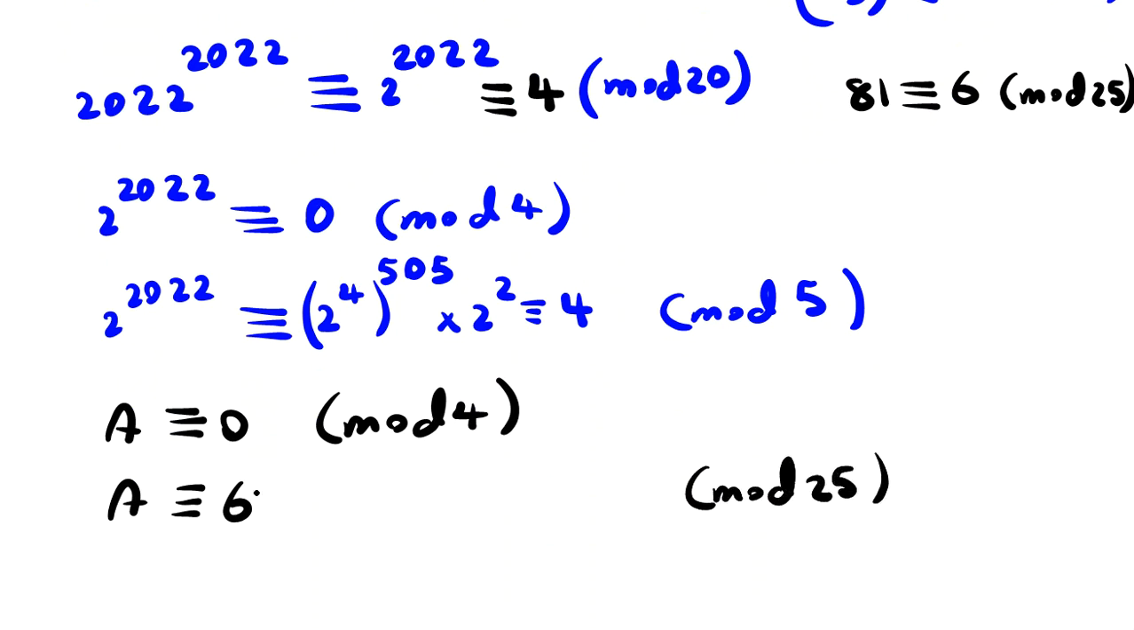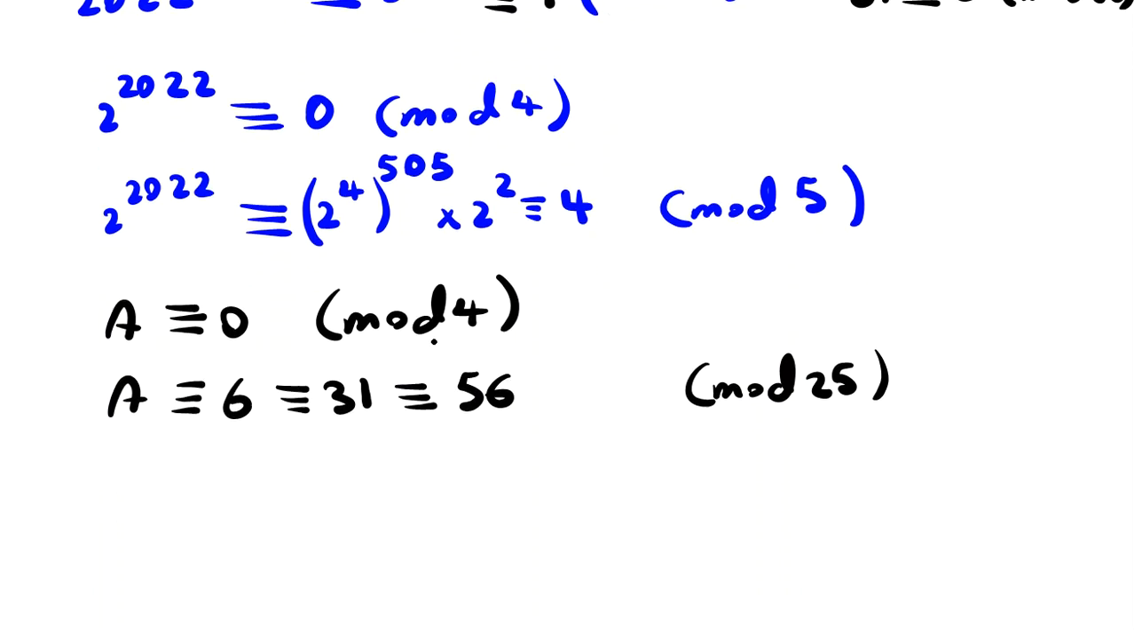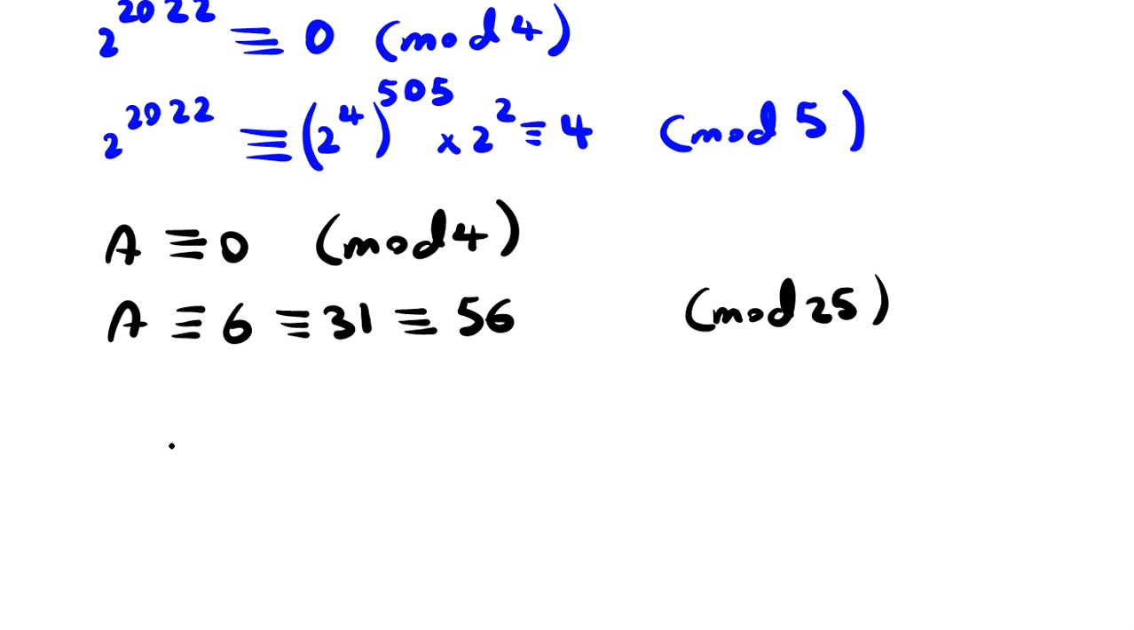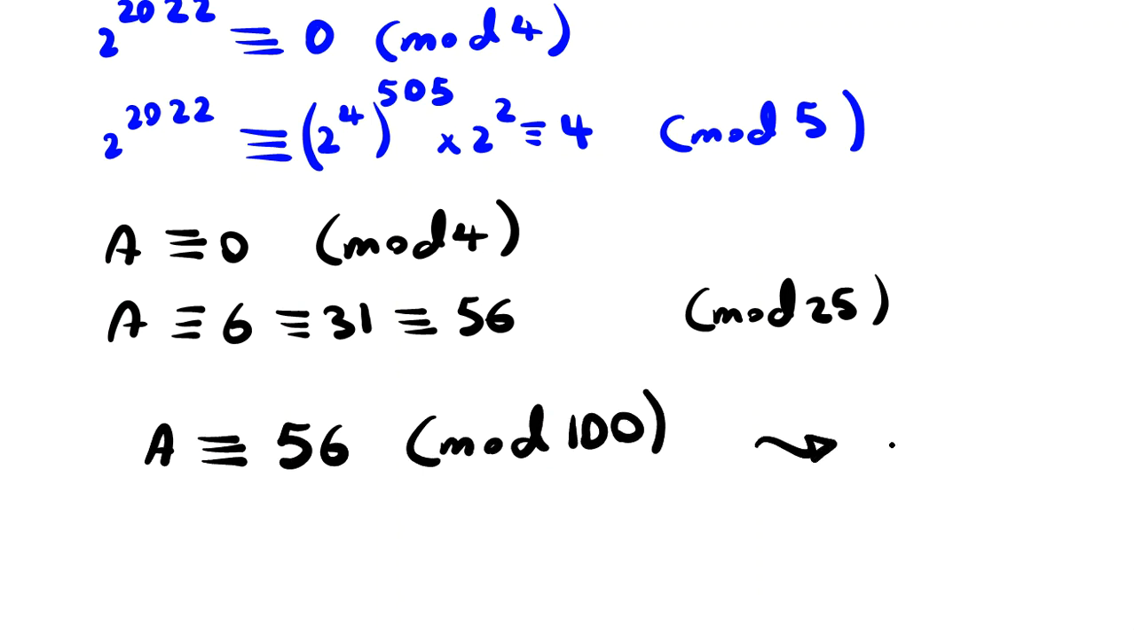Now we consider some numbers. This 6 plus 25 is congruent to 31. 31 mod 4 is not 0. This plus 25 again is 56. 56 mod 4 is 0, so it's satisfied. Again, we used the same idea as the Chinese remainder theorem. So A mod 100 is 56. So the answer of this problem, the last two digits, is 56.